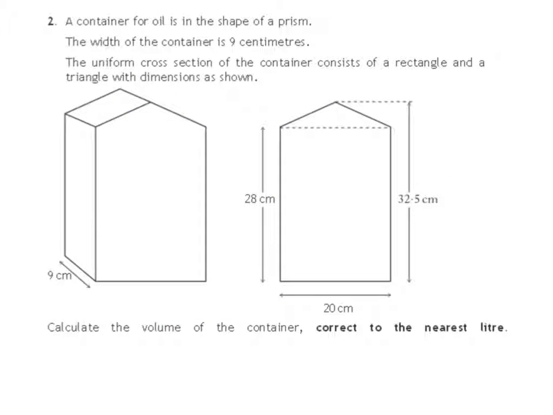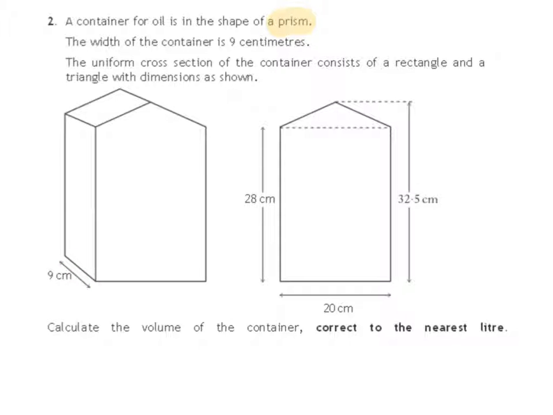This is question number 2 in the calculator paper. A container for oil is in the shape of a prism. So there's our first important word. The width of the container is 9 centimetres. That's from here to here.